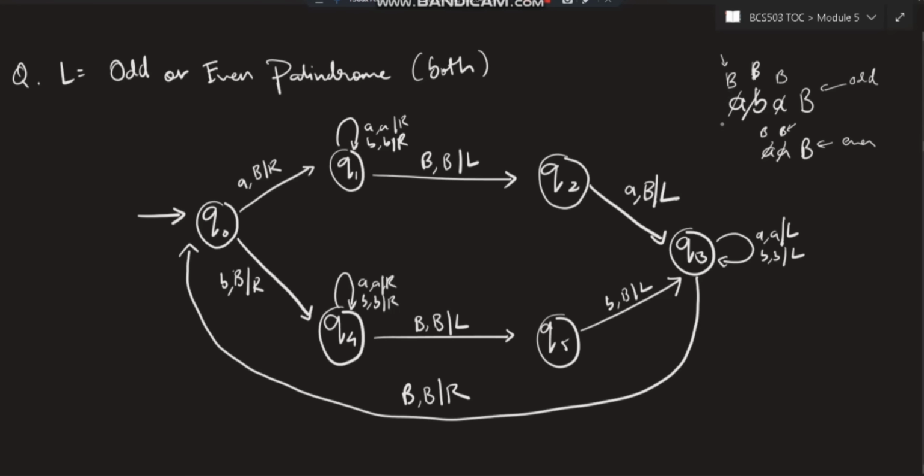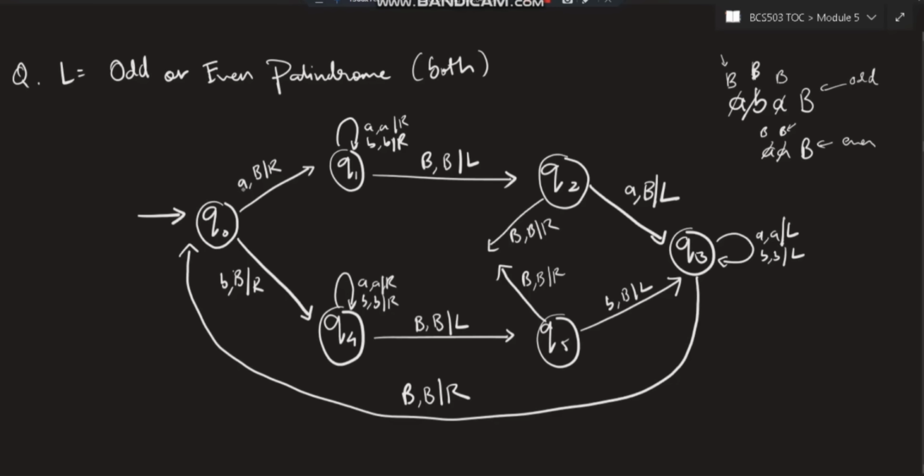Now I have encountered a B. Is capital B defined here? Capital B is not defined here. If I get a B before a B, that means the string has ended. If the string has ended, then from here I just write B comma R, again moving to the front. If B is encountered before it, that means the string has ended. Same thing goes from here also. It will again be B comma R.